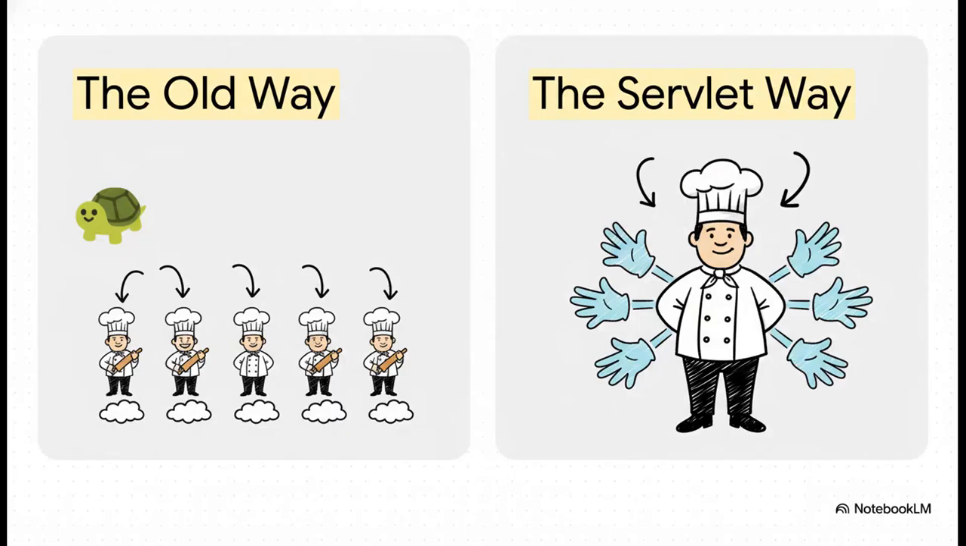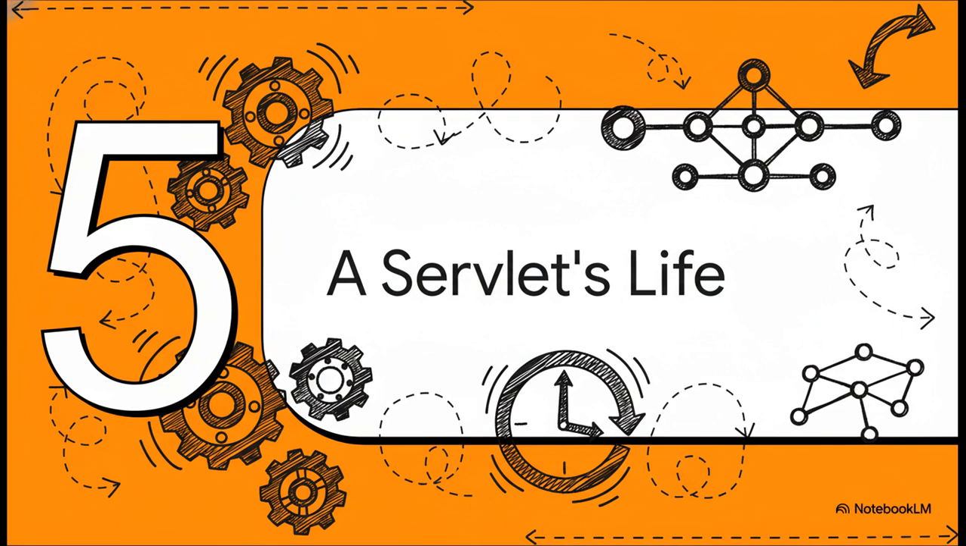And the difference is just huge. On the left, you've got the old way, hiring and firing a chef for every single customer. It's exhausting. But on the right, you have the servlet way, one expert chef who is always ready to go. The servlet starts up one time and just stays running. Each new request is just a tiny, lightweight task, like another order slip for that chef who's already in the kitchen.